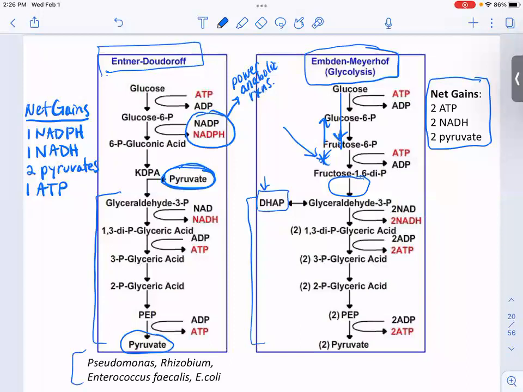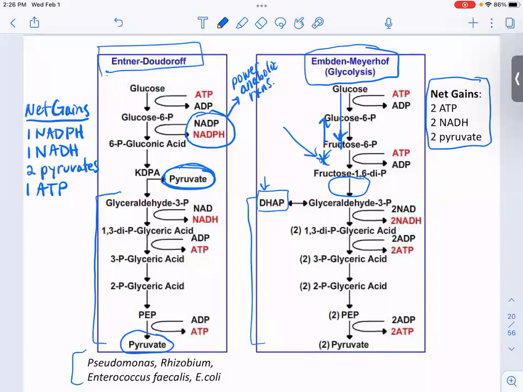And here's just an example. Don't memorize. The list of organisms that are able to do this pathway seems to grow over time. Pseudomonas, that's an organism you're going to work with in lab. Enterococcus as well. E. coli will do the Entner-Doudoroff pathway if you grow it up on a certain medium, giving it certain nutrients, instead of regular glycolysis.